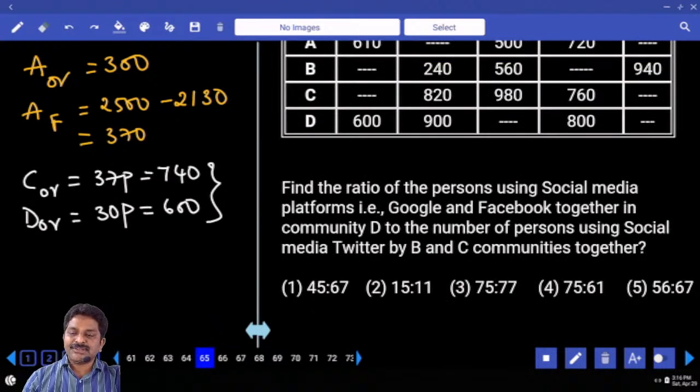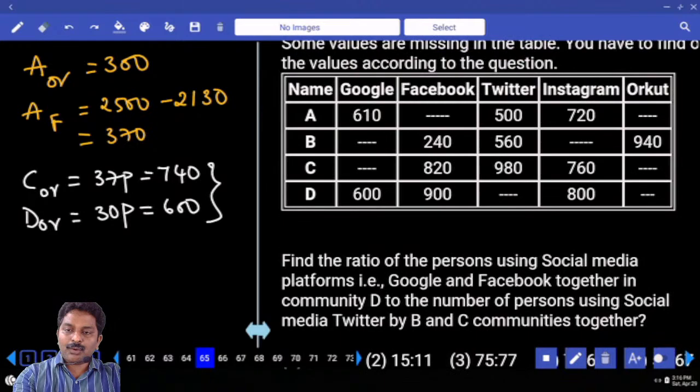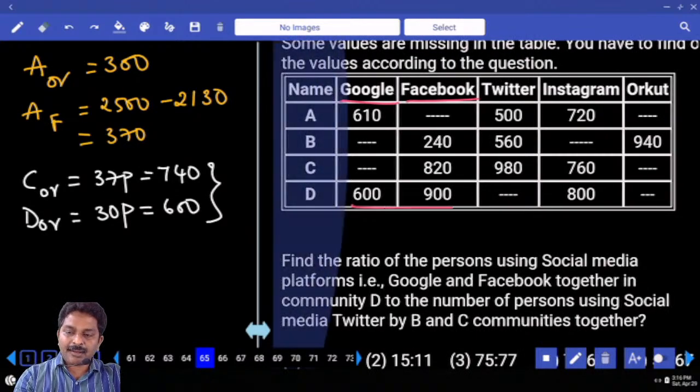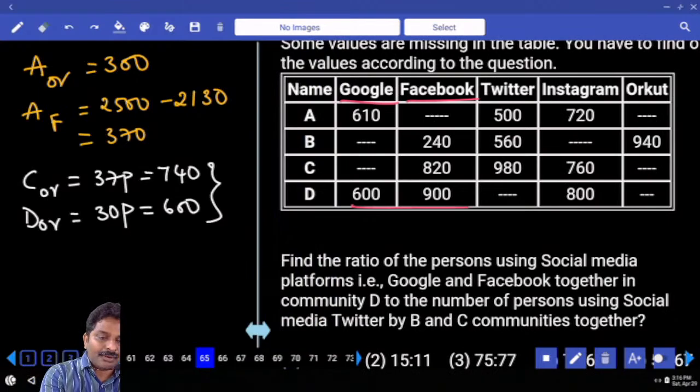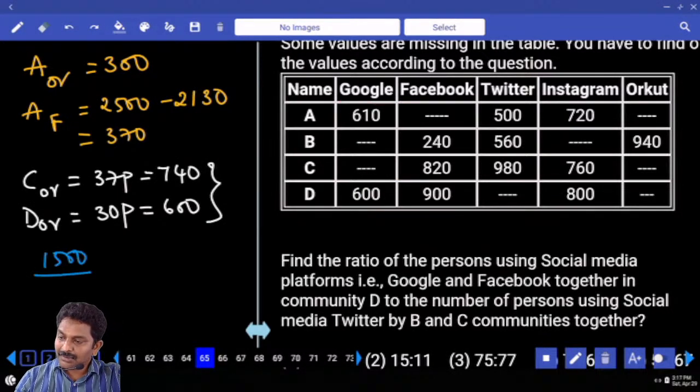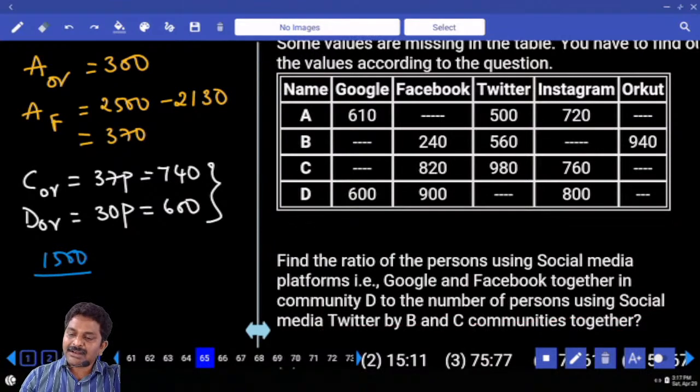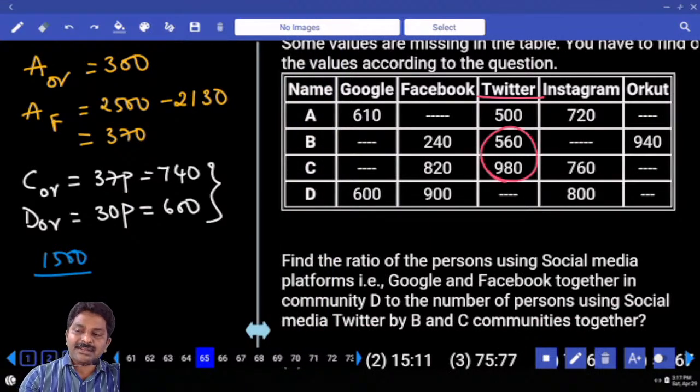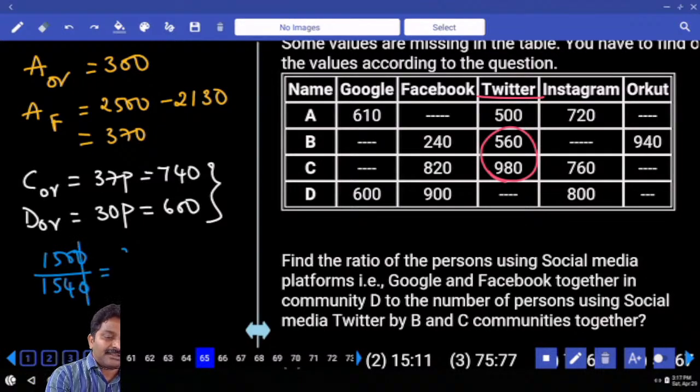Find the ratio of persons using social media platforms, that is Google, Facebook together in community D. Google, Facebook, community D, both together 1500. Ratio annaru kada by social media Twitter by B and C together. Twitter B and C together 15. 0 gets cancelled. 75, 77. Third option.